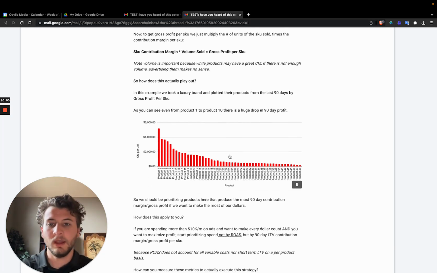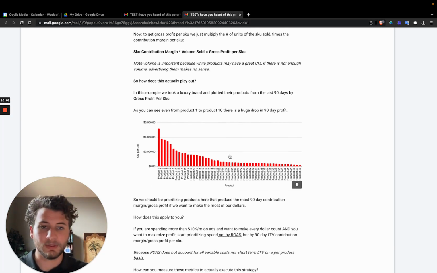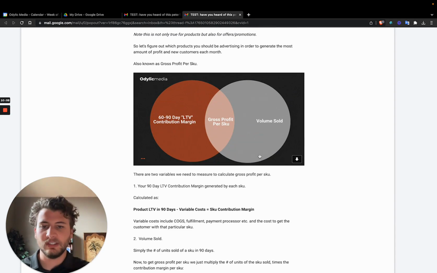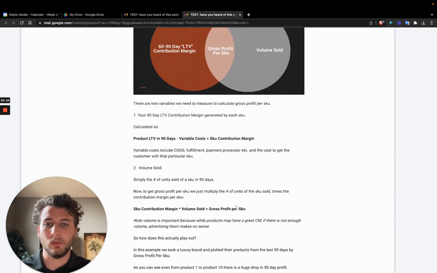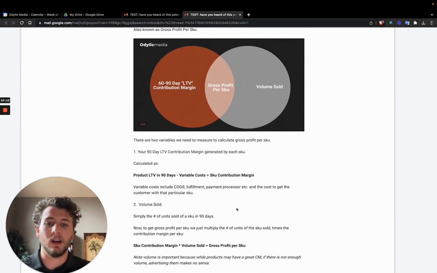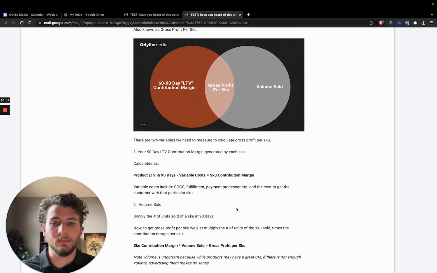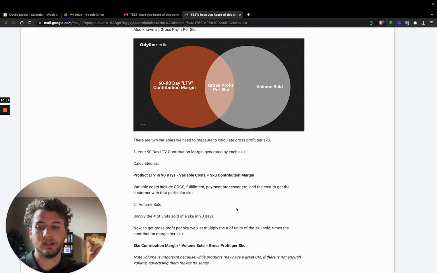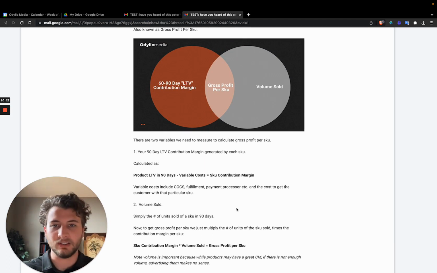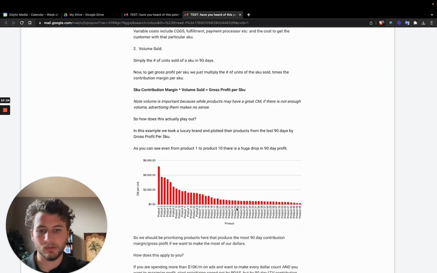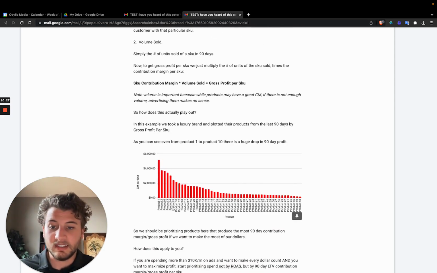So here we took a luxury brand and plotted their products from the last 90 days with the gross profit per SKU. So each of these, again, we did this multiplication here where we did these two equations, and we simply just got the amount of gross profit, again, the profit you're taking before fixed costs on a per product basis in 90 days, including COGS, including acquisition costs, including everything that had to do with just getting that sale, again, before fixed costs. And as you can see, it's a huge difference.